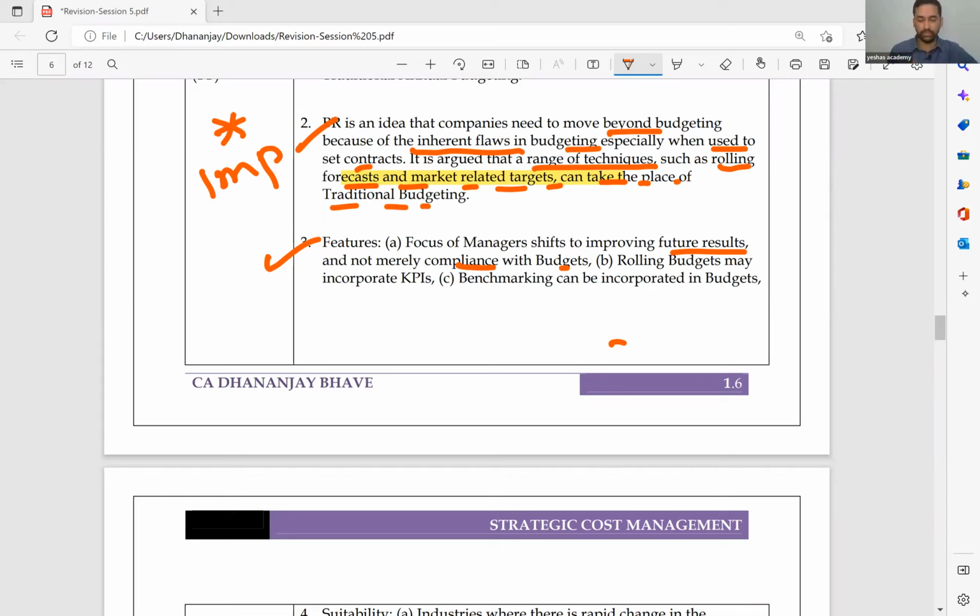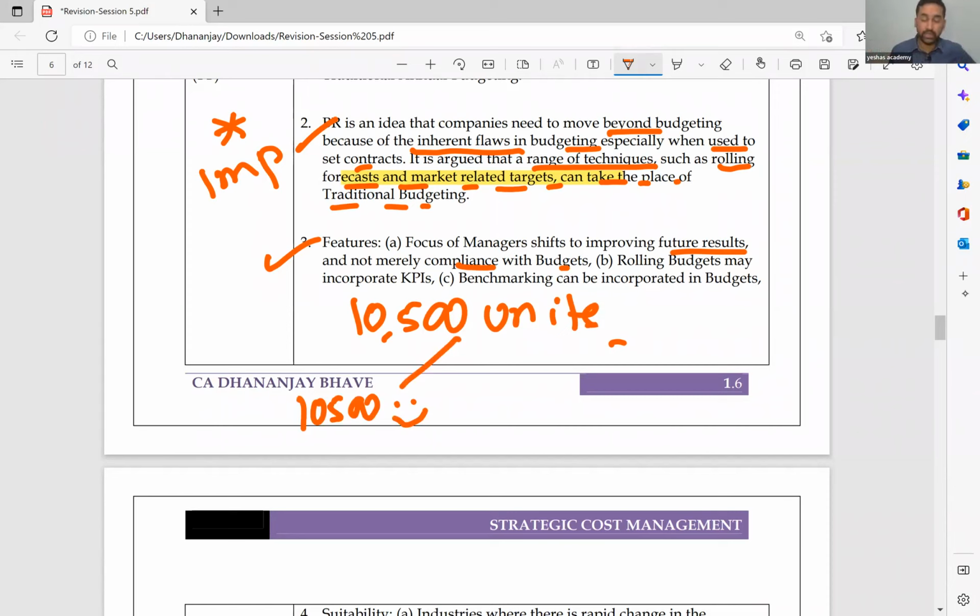See, name itself is beyond budgeting. Target given to you was 10,500 units every day. In traditional budgeting, what happens? If he achieves 10,500 units, he will be happy because he has met his budget, he has met his target, enough for him. But beyond budgeting says, look, 10,500 units is a target given to you. Try and see, is there a scope for you to exceed this also? Don't just be happy by meeting the target.